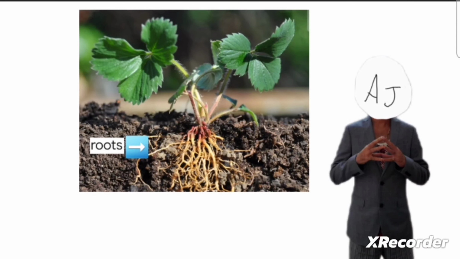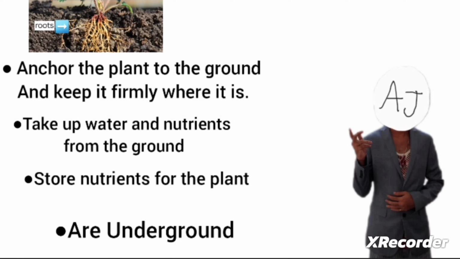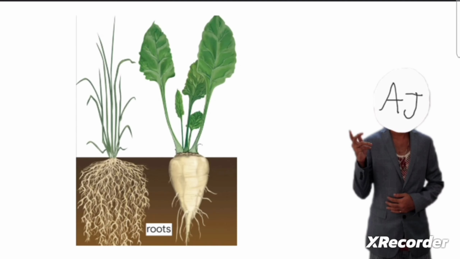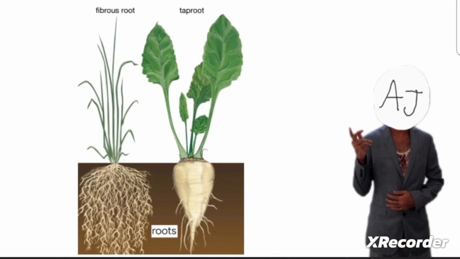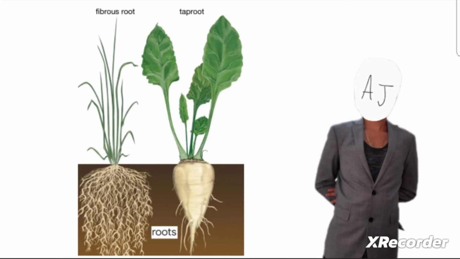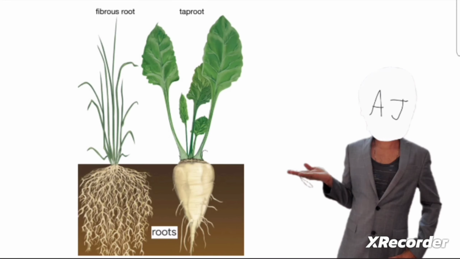Now, I'm sure we're all well aware that plant roots' main functions are to anchor the plant to the ground and keep it firmly where it is, take up water and nutrients into the plant, store nutrients for the plant, and are underground. You may even be aware that there are two main types of roots, tap roots and fibrous roots. For the sake of those that do not know of these types of roots, let's go over them real quick.